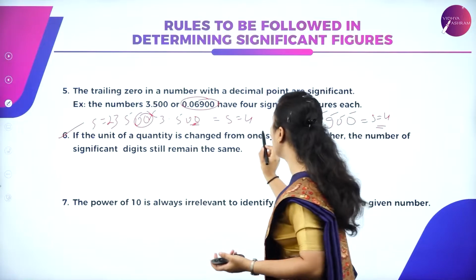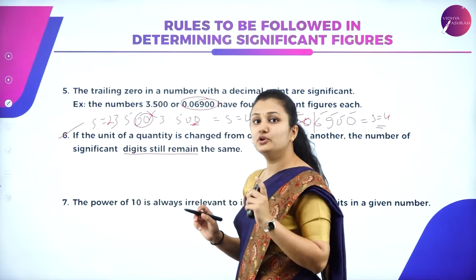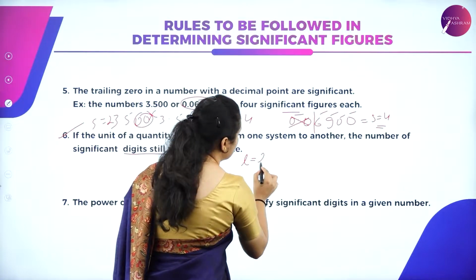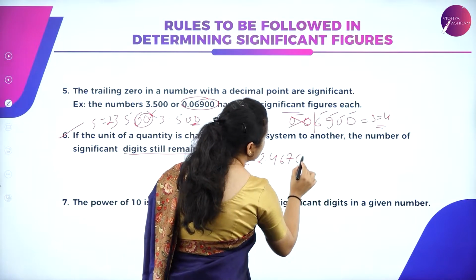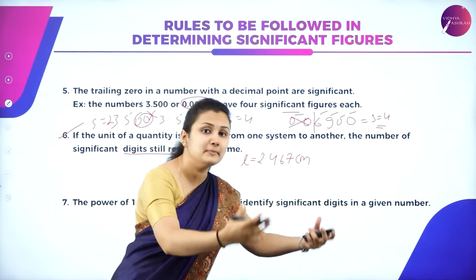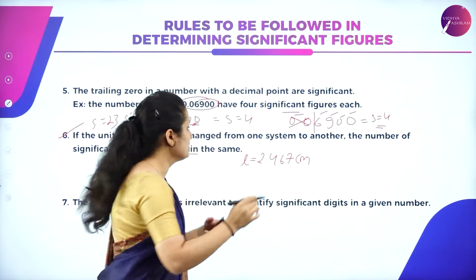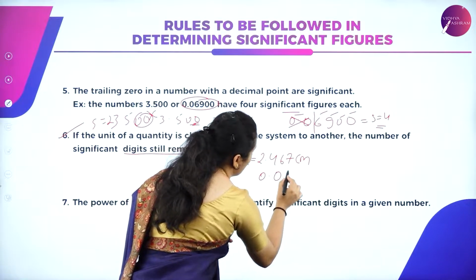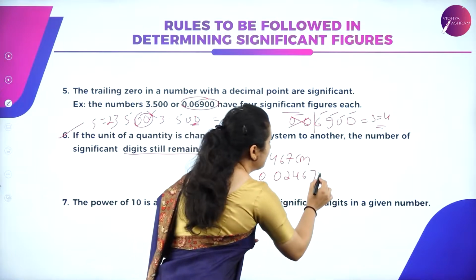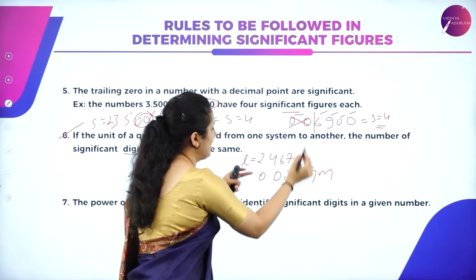When the unit of a quantity is changed from one system to another, the number of significant digits still remains the same. What do you mean by this? Consider the length of a rod which I have calculated as 2.467 centimeter. From centimeter, I am converting it to meter. When I convert it into meter, what will it be? Centimeter is 10 to the power minus 2, so meter will give me 0.02467. Centimeter is 10 to the power minus 2, so when I convert, it will be 0.02467. I have added 2 zeros.